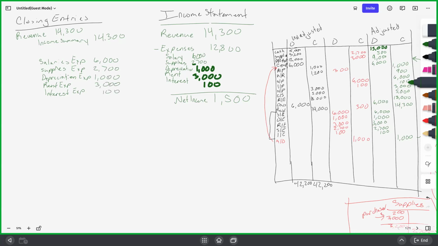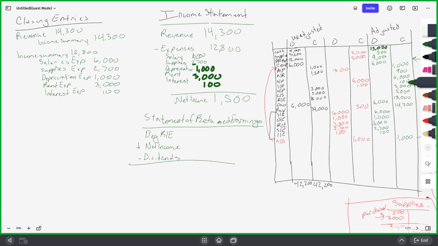All right. So now we're going to go over to the statement of retained earnings. What is the formula for the statement of retained earnings? Beginning retained earnings plus net income minus dividends equals ending retained earnings. Was I close? You were great.